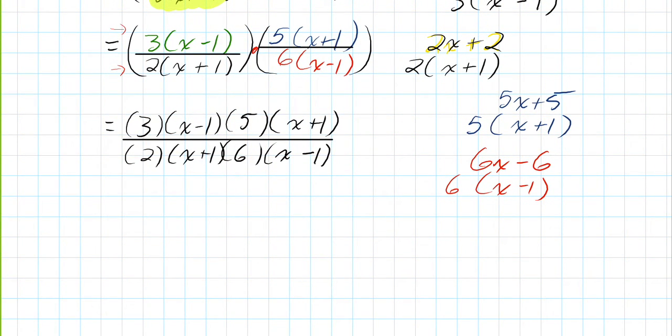The reason is you can check this yourself. If I go 3 times 5, I get 15. And if I go 5 times 3, I get 15. It's a commutative property or associative property, I can't remember the name of it, but there's a property that states we're allowed to do this in mathematics.